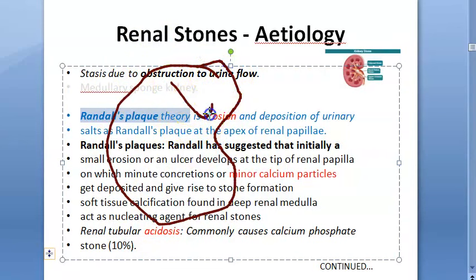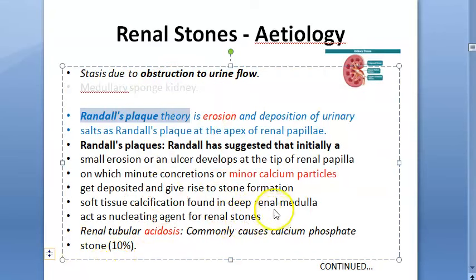There is the renal papilla. The kidney you will draw like this, right? So this portion they're calling the papilla. Here there can be erosion. Erosion can happen in these places. An ulcer can develop, and whenever there is erosion or an ulcer here, calcium will come and deposit here. For calcium, I will bring this color. Minor calcium particles will deposit here, minute concretions, and this will give rise to a stone. So this is Randall's plaque theory. Okay, what else?